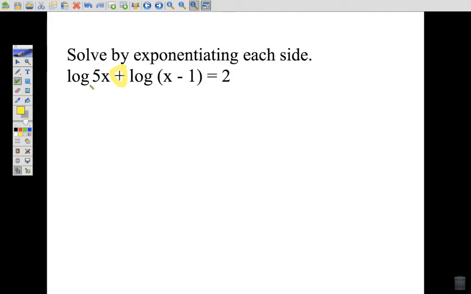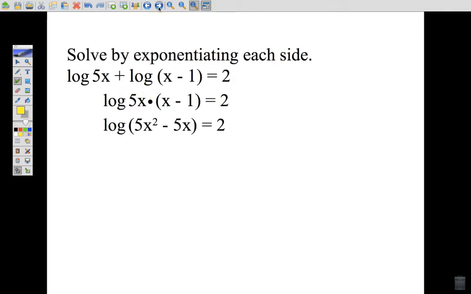To make this problem look similar to the previous one, I'm going to have to remember how to condense logs. Recalling that addition of two logs of the same base allows me to merge them into one log statement when I'm multiplying. So don't forget that addition becomes multiplication when you are condensing logs. My next step, I'm simply going to simplify what I'm taking the log of. I'm going to distribute my 5x to the x and to the negative 1. So now my statement looks like common log of 5x squared minus 5x is equal to 2.